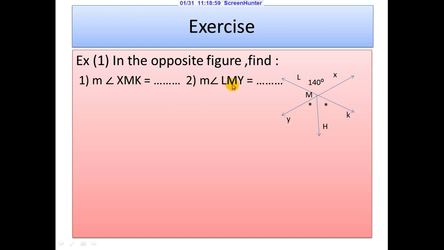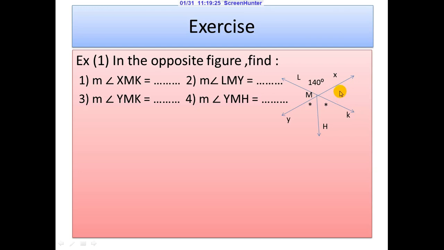And he asked me to find with proof measure of angle XMK, this angle, and second one measure of angle LMY, this angle. And number 3, measure of angle YMK, this angle. And finally, measure of angle YMH, this angle.